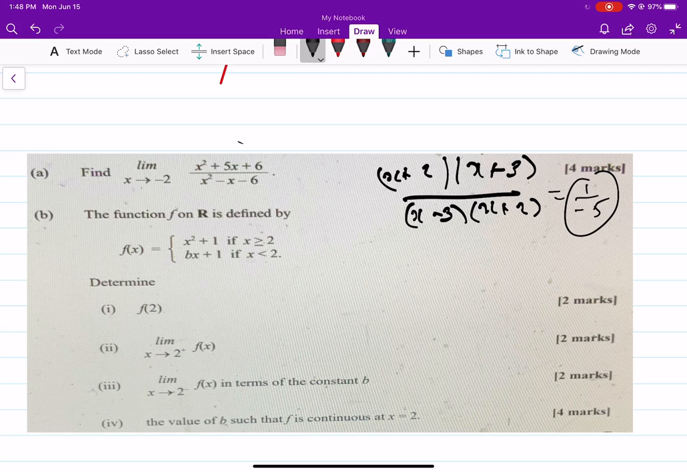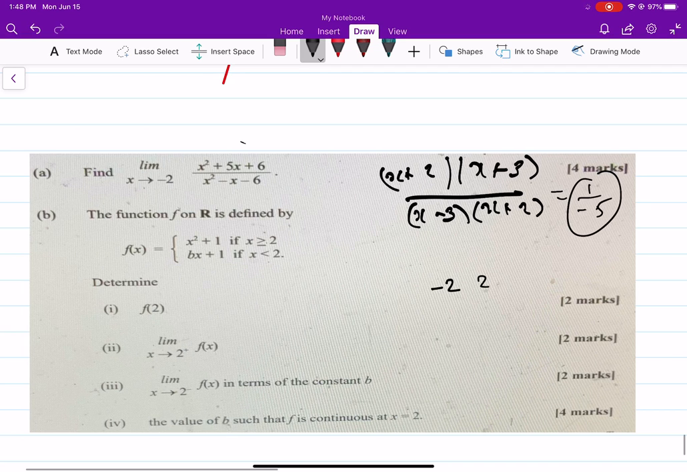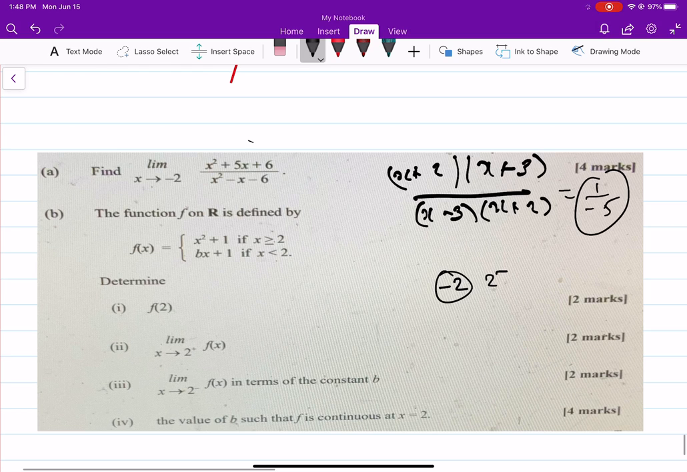Find the limits as x is approaching minus 2. Please don't confuse minus 2 with 2 minus. Minus 2 is the negative number. 2 minus means you're approaching 2 from just before you get to 2. 2 plus means you're approaching 2 from the other side, from the right. Don't confuse those things.